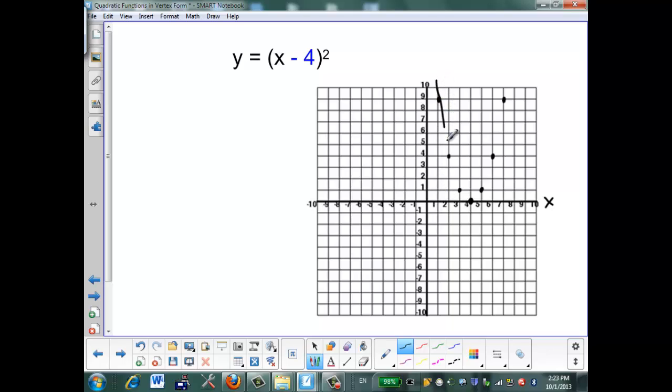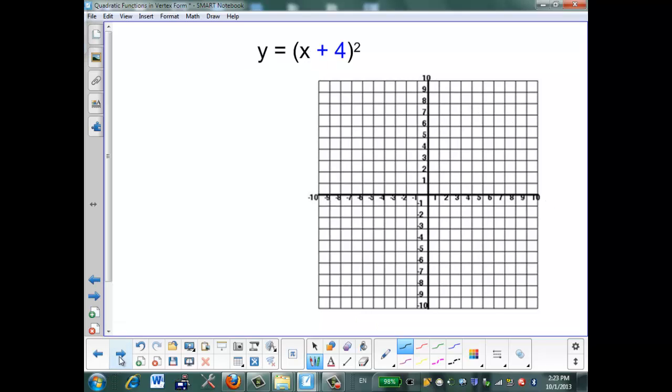The only difference in the shape of our graph is its starting point. So within that bracket, this minus 4 moves our parabola 4 in the positive direction along the x-axis. Similarly, if I've got a plus 4, it's going to move 4 in the negative direction. But the shape of the graph always remains the same, over 1 up 1, over 2 up 4, over 3 up 9. It follows our pattern of squares. So there's the shape of our parabola.